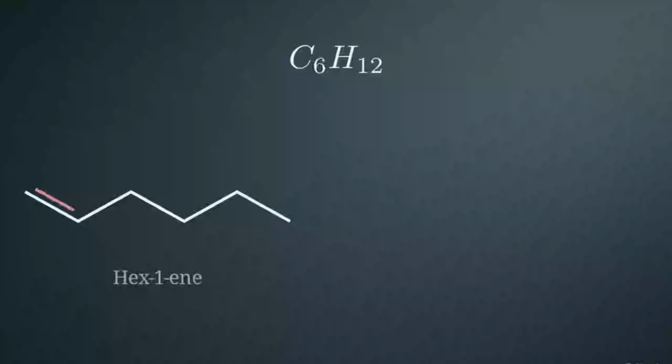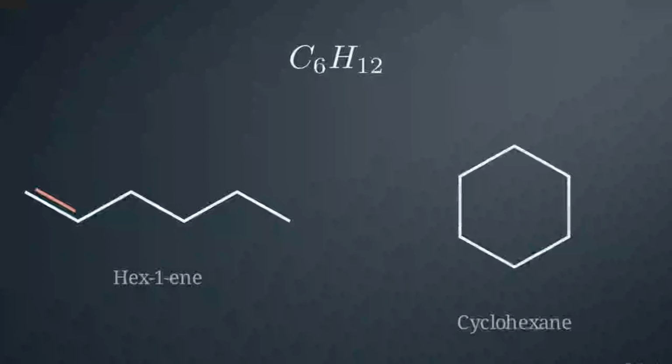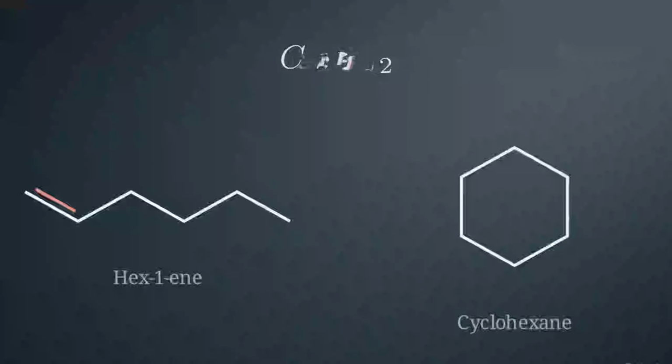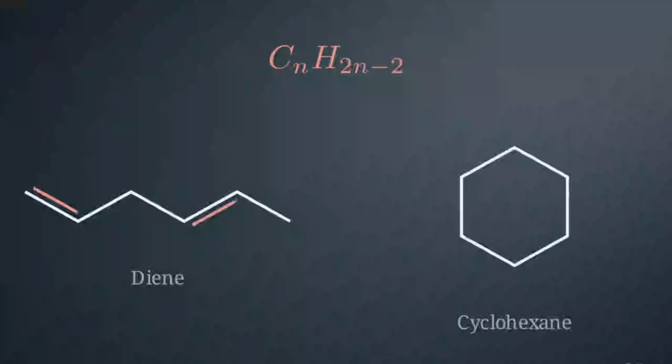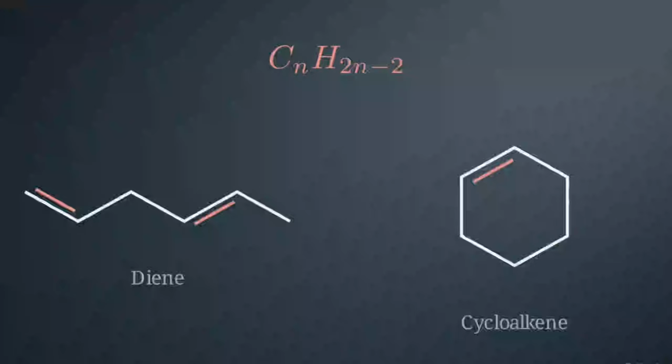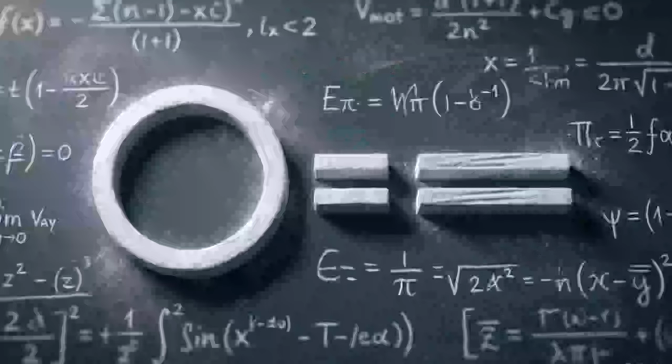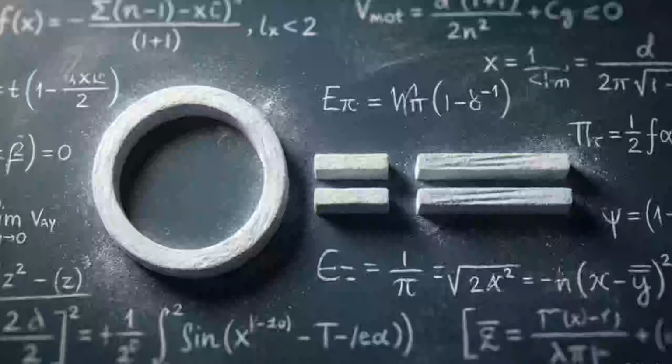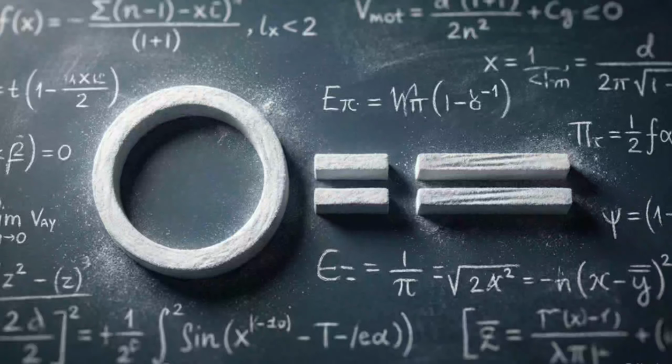Hex-1-ene is an open chain containing exactly one pi bond. That exact same C6H12 formula maps perfectly to cyclohexane, a structure with 0 pi bonds but 1 ring. The rule compounds. The formula CnH2n-2 removes 4 hydrogens. This means the molecule must contain either 2 pi bonds, like a diene, or a combination of 1 ring and 1 pi bond, creating a cycloalkene. Rings and pi bonds are stoichiometrically equivalent topological choices. Chemists can mathematically predict cyclic potential from the molecular formula alone.